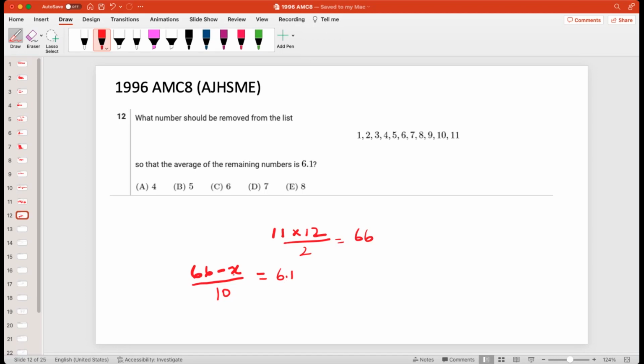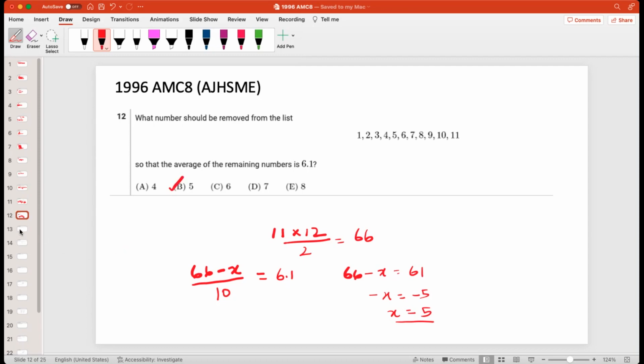So now I need to find x because I want to know which is the number that should be removed from the list, and that is x. So let's check this. 66 minus x is equal to 61, so minus x is equal to minus 5. So x is equal to 5. So the number that needs to be removed from the list is 5.